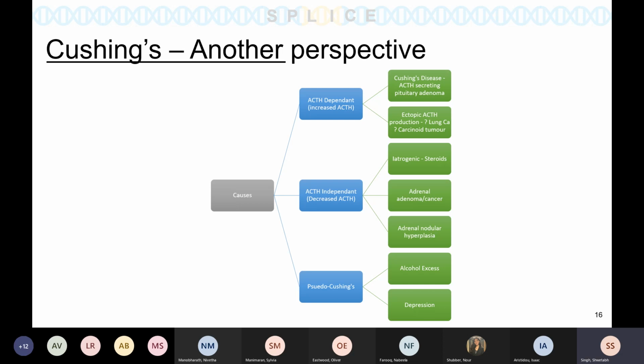Then you've got ACTH independent causes. This results in a decreased ACTH, because these causes produce glucocorticoids and mineralocorticoids without needing ACTH. So they just override ACTH. The body picks up that you're producing a lot of these steroid hormones, and then the body thinks, okay, I need to decrease the ACTH here. So you'll often get in the blood test a decreased ACTH, but a really high steroid hormone level.